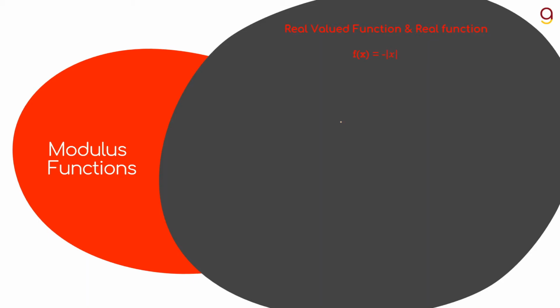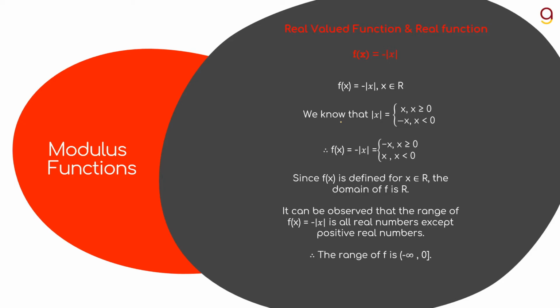f of x is equal to minus of mod x. We have already learned that mod of x is equal to x when x is greater than or equal to 0 and minus x when x is less than or equal to 0. But in the question we have a negative here. Yes. So there will be a small change here. What is that change? If we put a minus sign here, it becomes a minus and this minus turns out to be positive. So now for this particular question, f of x is equal to minus of mod x is equal to minus x when x is greater than or equal to 0 and x when x is less than or equal to 0.